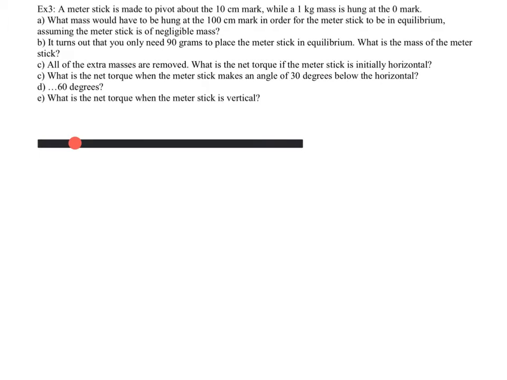If you read the text there, you can see that it's describing a meter stick, which is pivoting about the 10 centimeter mark. Presumably that would mean a hole is drilled through it there, something like that. And then a 1 kilogram mass is hung at the 0 mark. All right, so there we're going to hang a 1 kilogram object off of there.